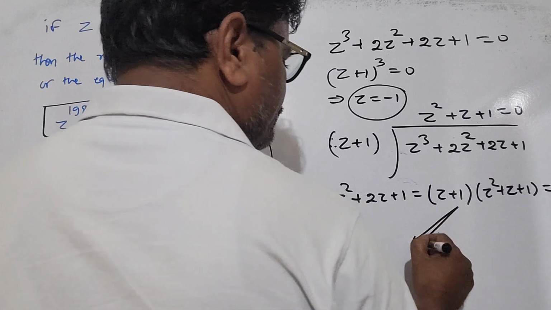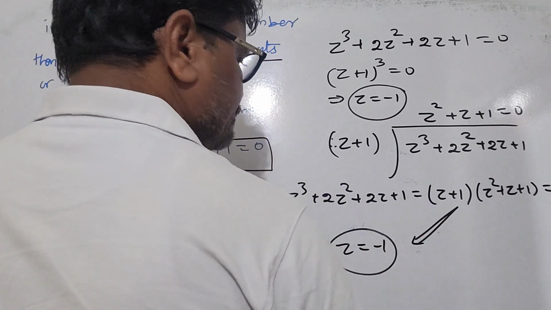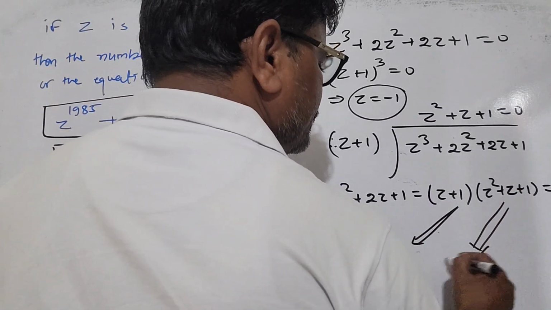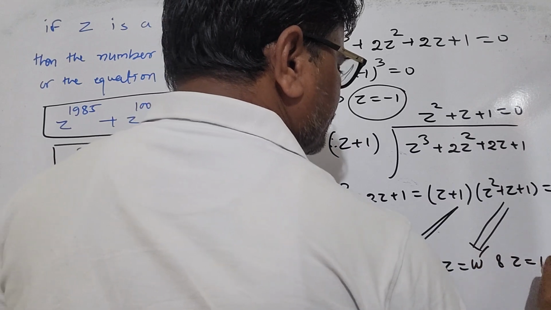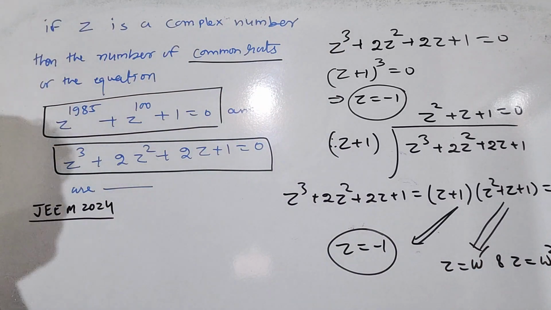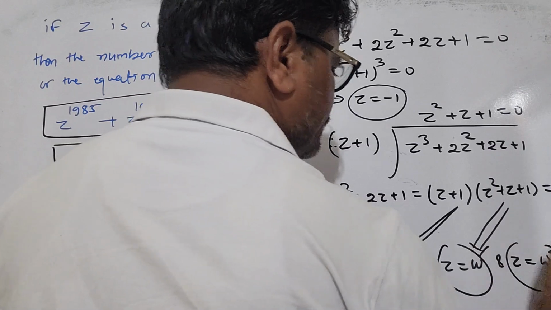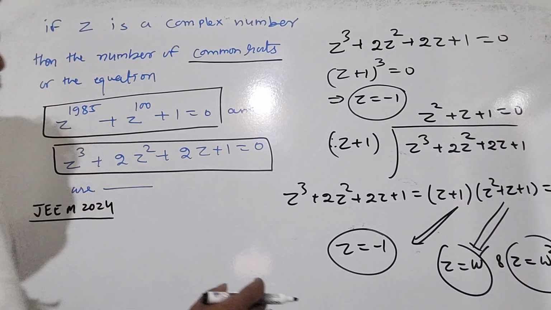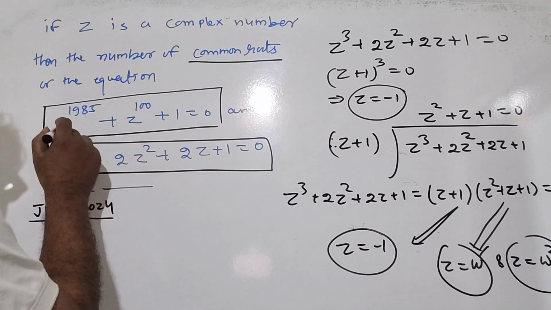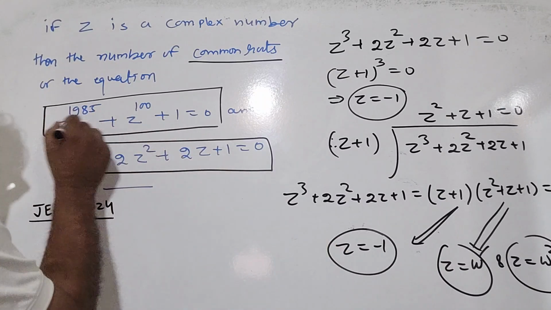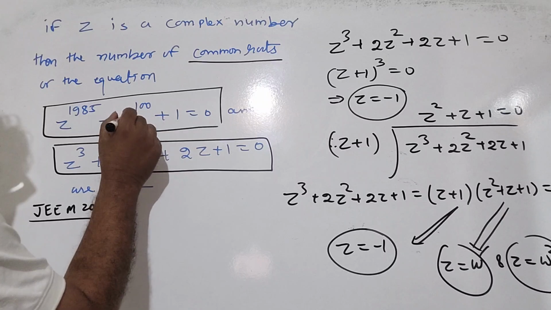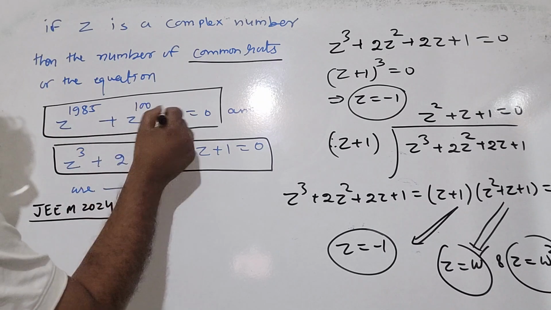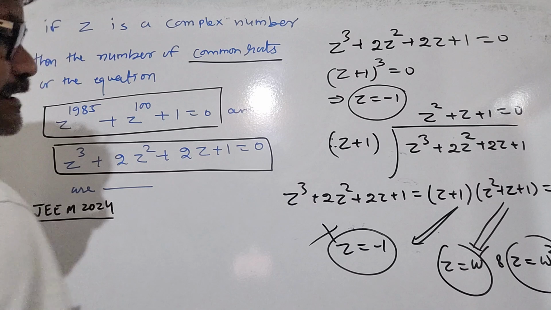So this gives z equal to minus 1 and this gives z equal to omega and z equal to omega square. So these are the three roots of this equation, correct? Very simple. These are the three roots. Now let's see which one of them is going to satisfy this. When we put z equal to minus 1, this becomes minus 1, this becomes plus 1. So minus 1 plus 1, 0 and plus 1. So this is not going to satisfy.